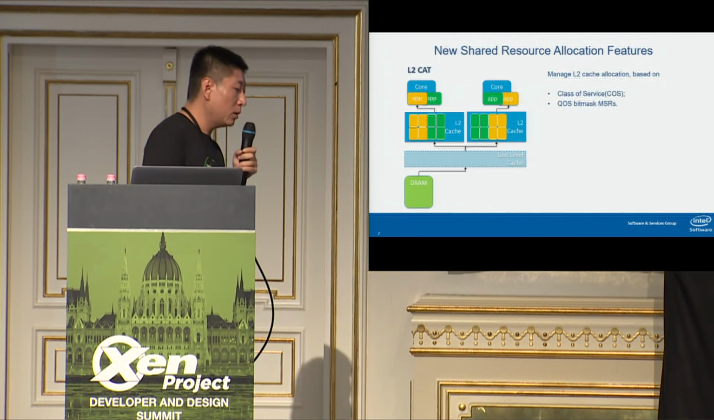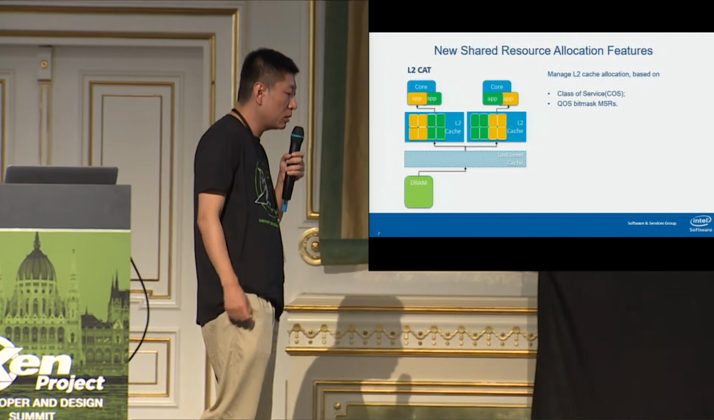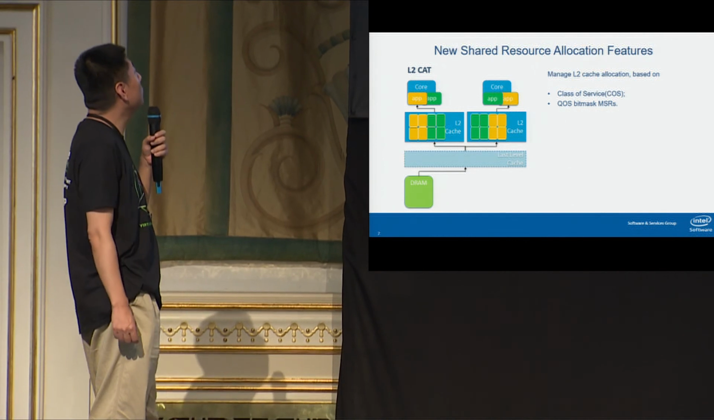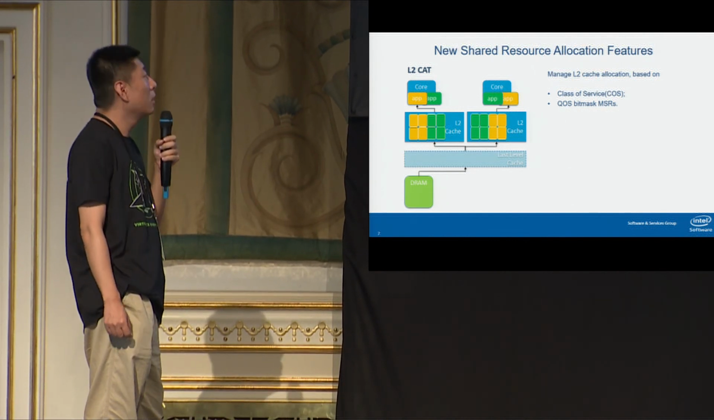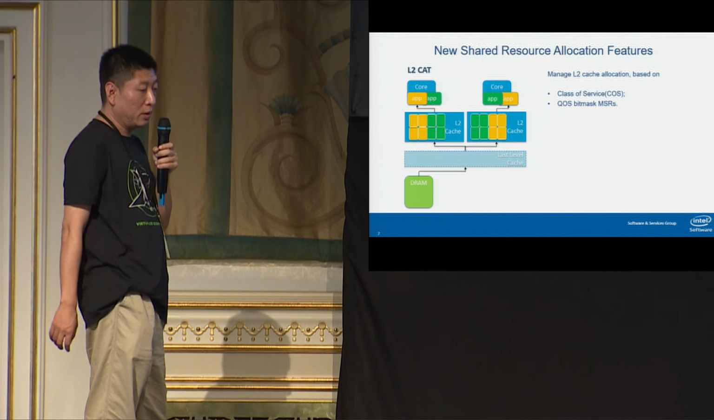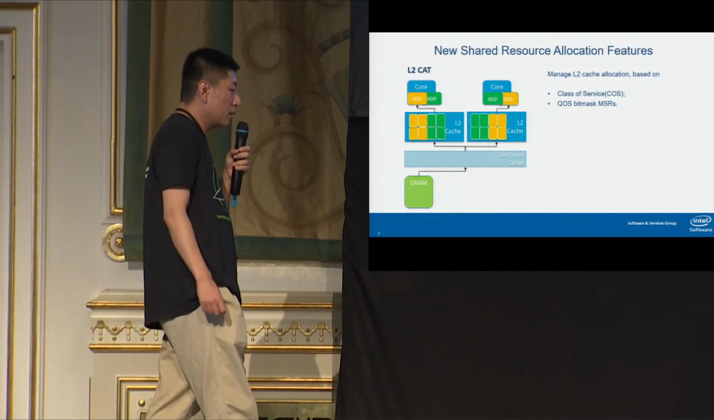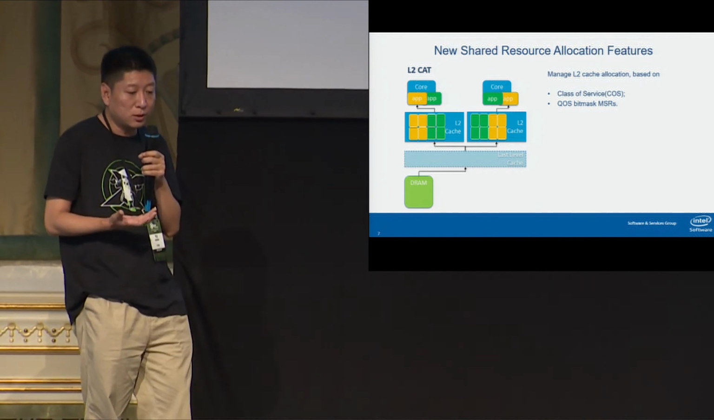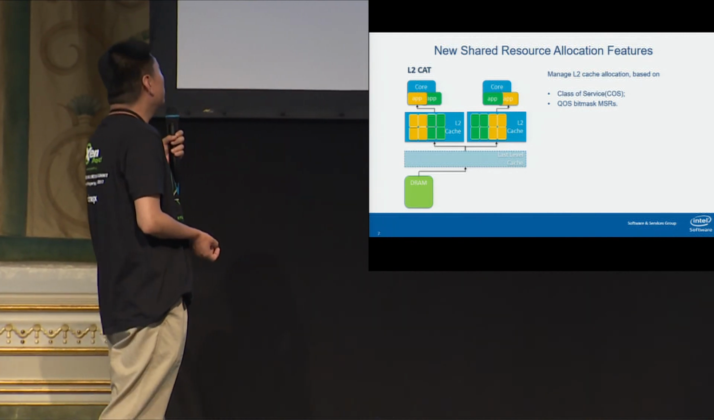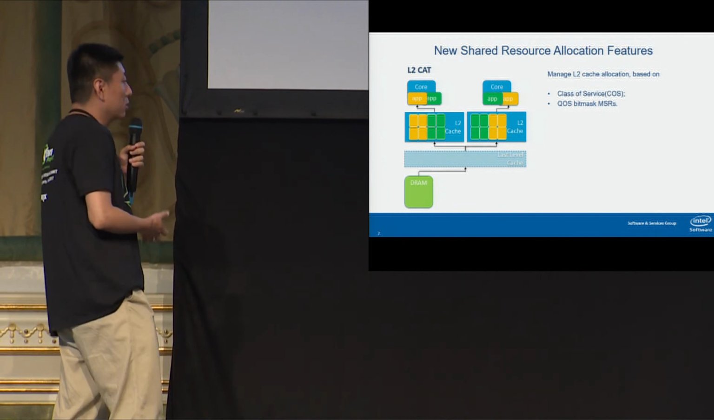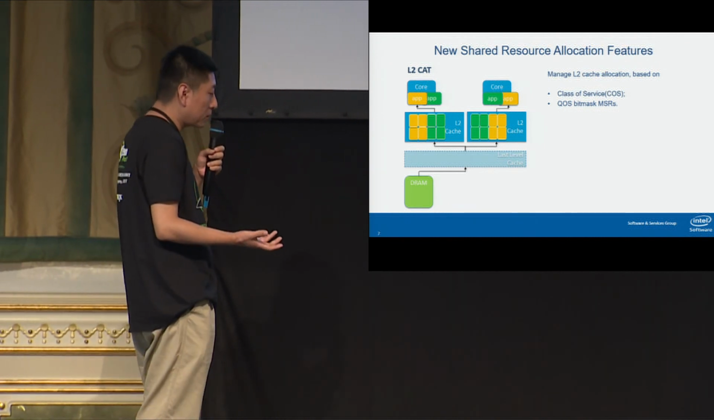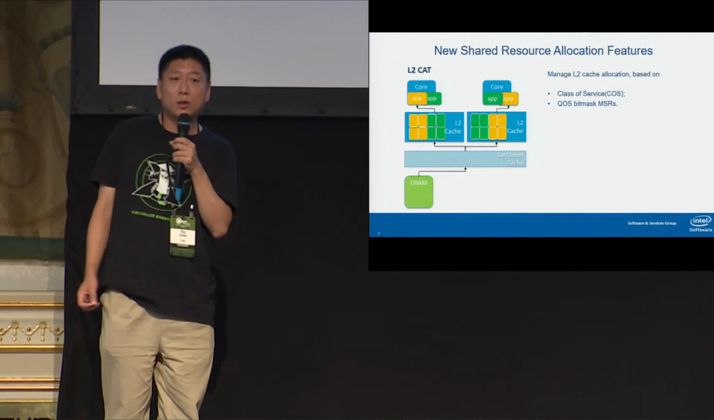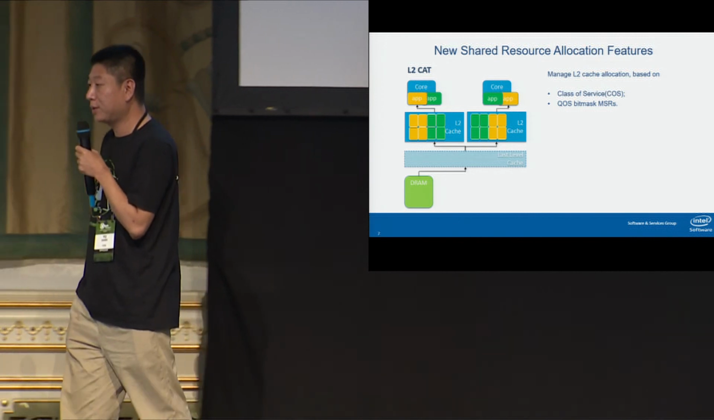And now Intel is introducing some new RDT features like L2 CAT, which is L2 cache allocation technology. It is very similar to L3 CAT, with the difference that L2 CAT manages the L2 cache, which is shared by different logical processors instead of different cores. Another difference is that L2 CAT does not provide the CDP feature yet.